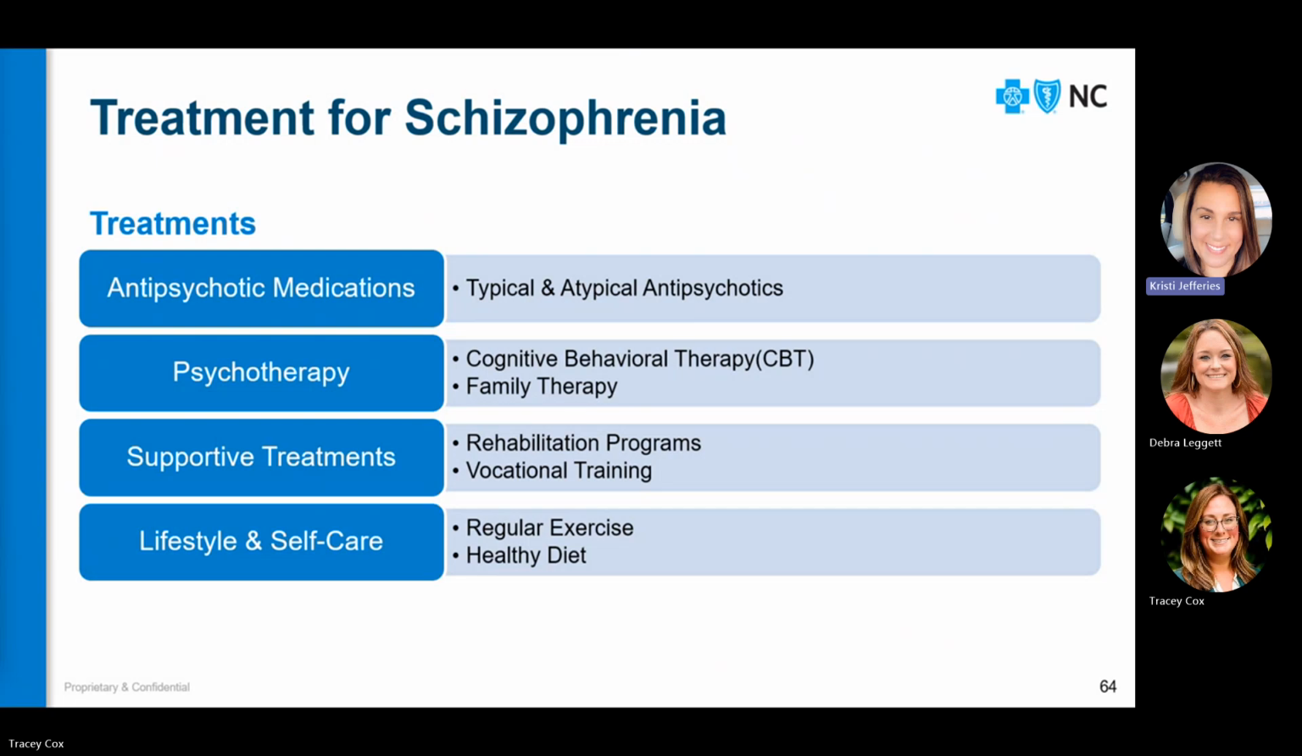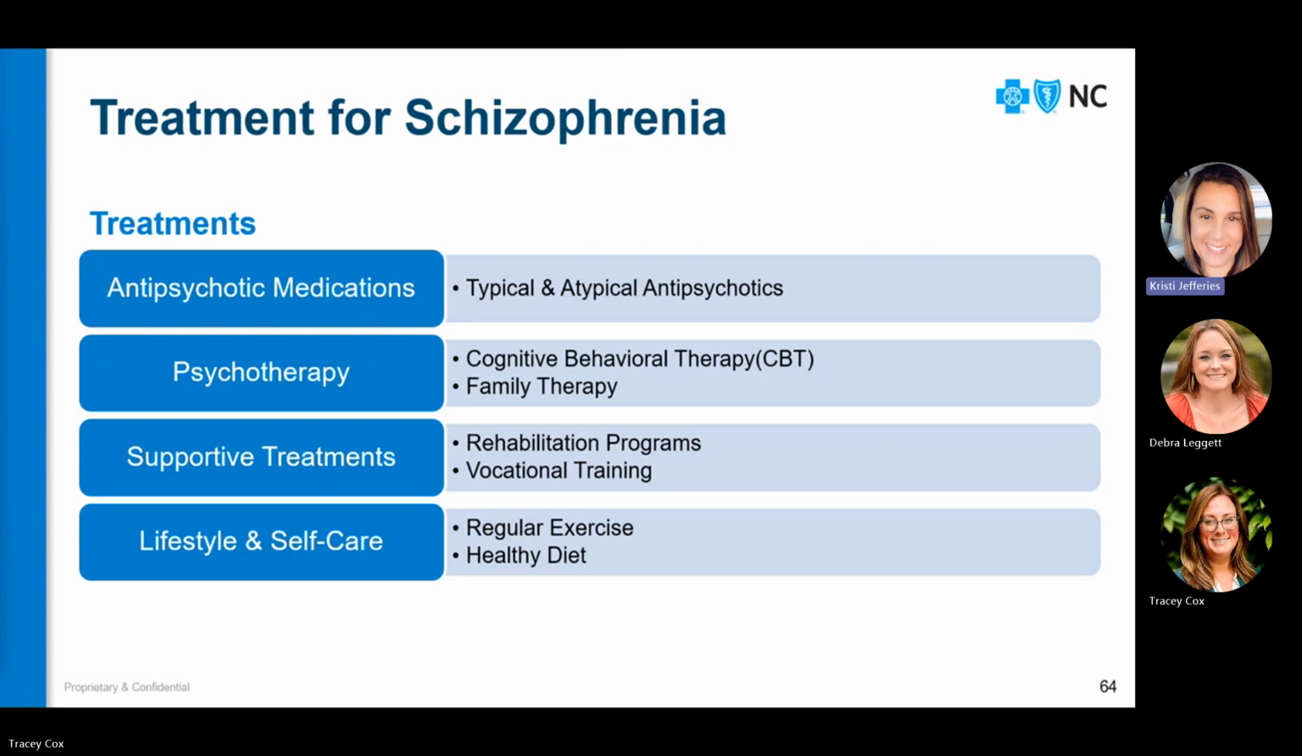Psychotherapy alongside medication therapy is crucial. Cognitive behavioral therapy helps patients identify and change negative thought patterns and behaviors, reducing symptoms like delusions and hallucinations. Family therapy educates family members about the disorder and improves family dynamics and support. Supportive treatments address the broader impacts on a patient's life. Rehabilitation programs develop skills needed for daily living, such as managing finances and personal care. Vocational training assists in gaining employment skills, improving quality of life.